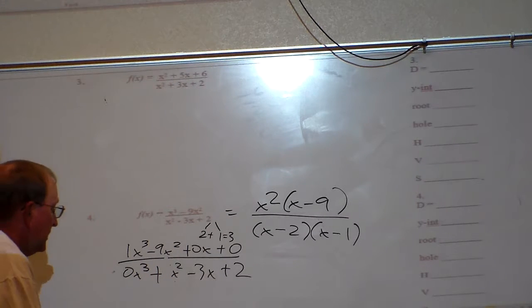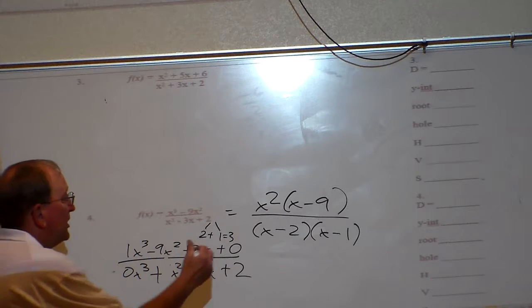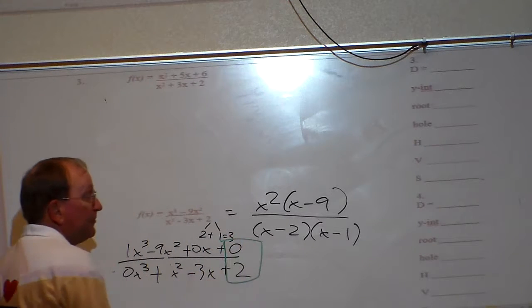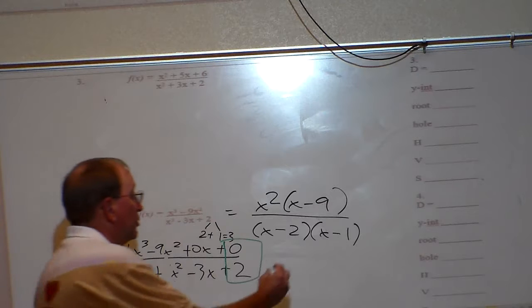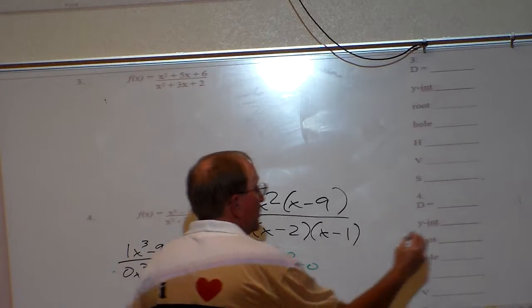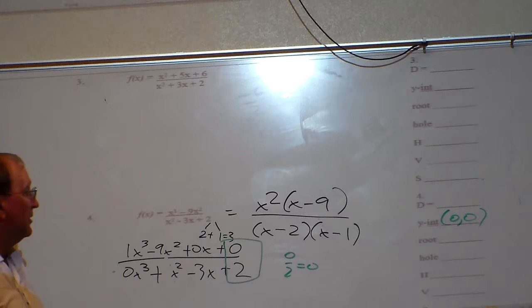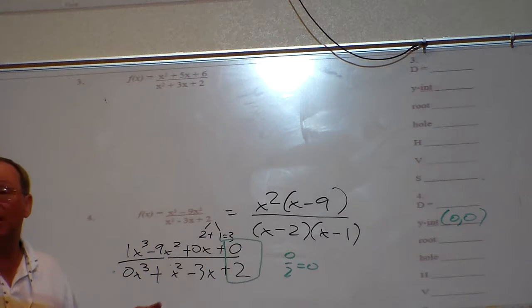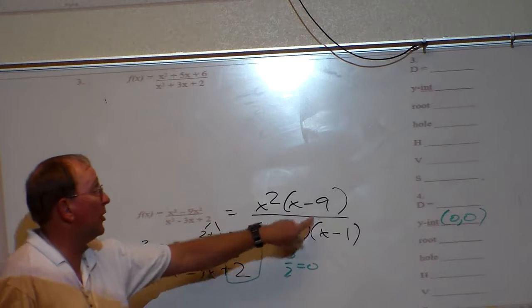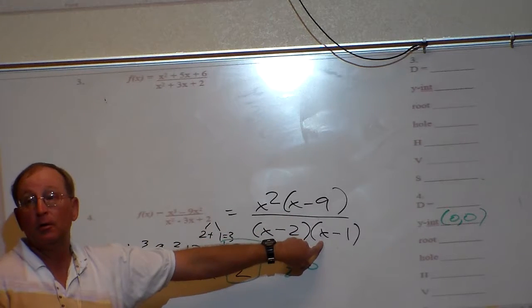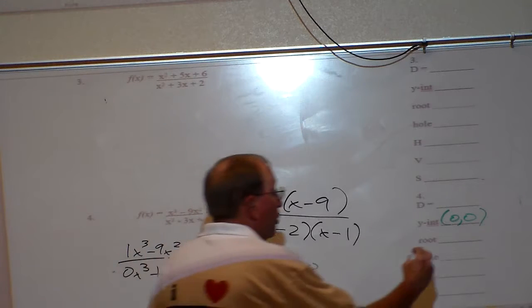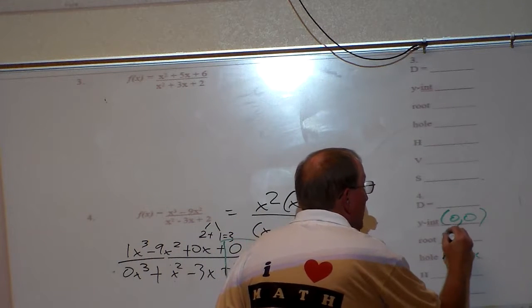So let's look at it. The y-intercept will be the what? 0 over what? 2. What's 0 over 2? 0. So the y-intercept is at 0, 0. All right? Means root is 2. Well, the root can be 2, but you want to be careful because, first off, are there any holes on this one? No. So if there's no holes, then I know that 0, 0.